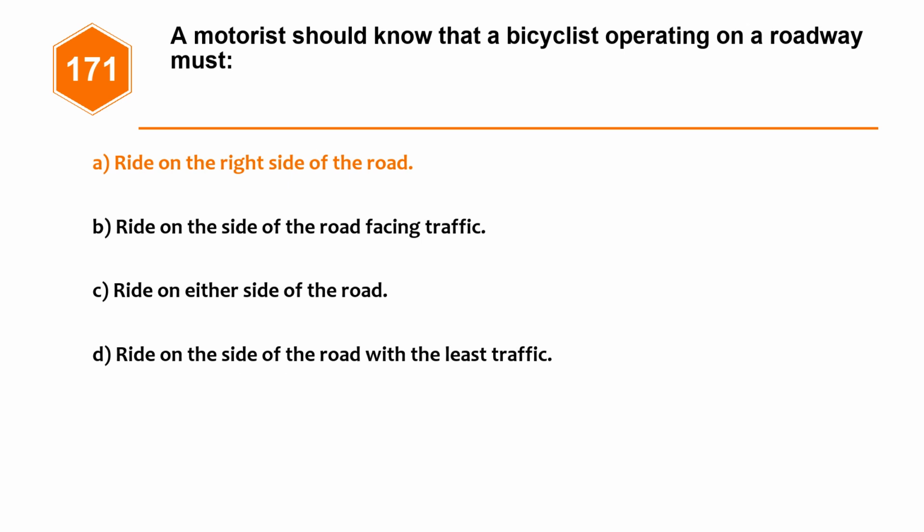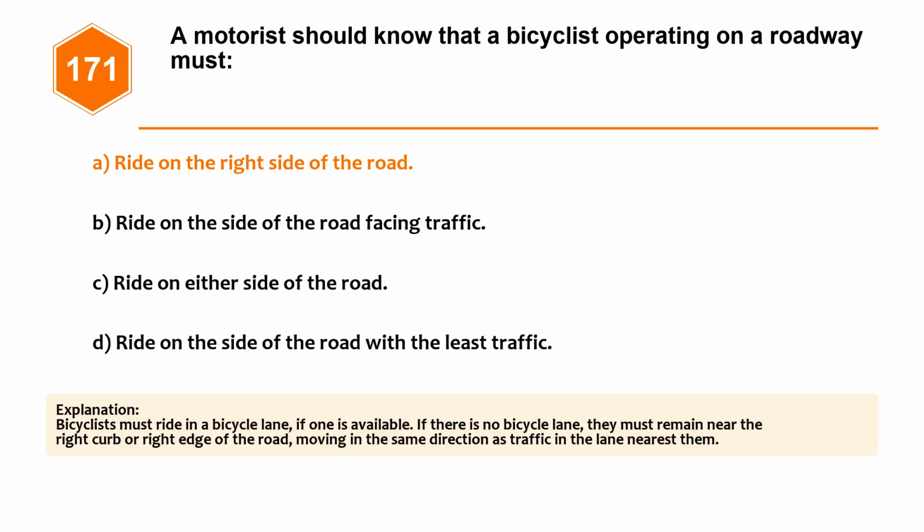The correct answer is option A. Ride on the right side of the road. Explanation. Bicyclists must ride in a bicycle lane if one is available. If there is no bicycle lane, they must remain near the right curb or right edge of the road, moving in the same direction as traffic in the lane nearest them.